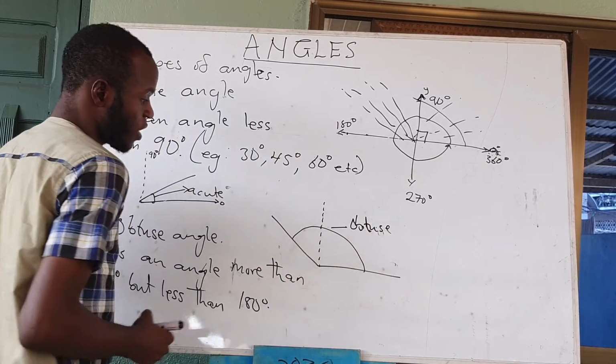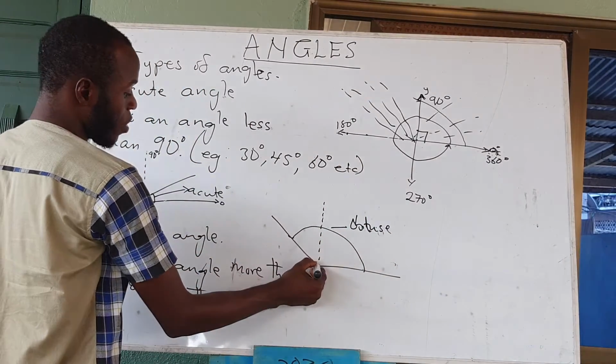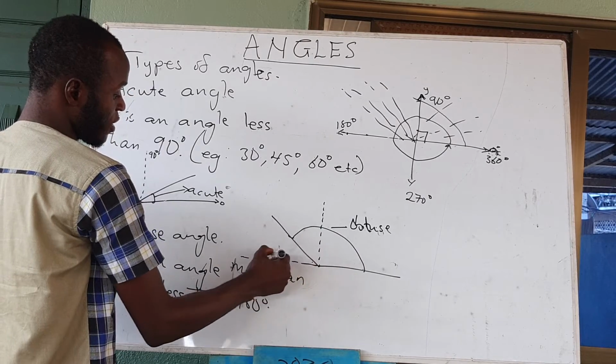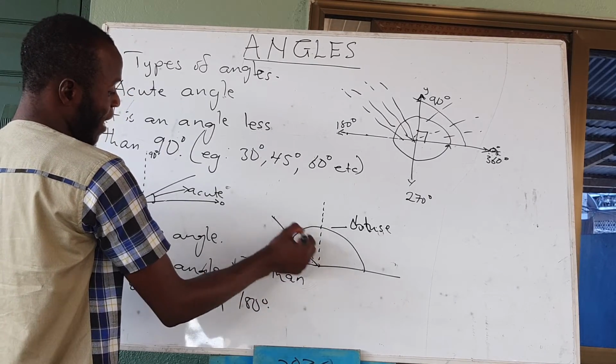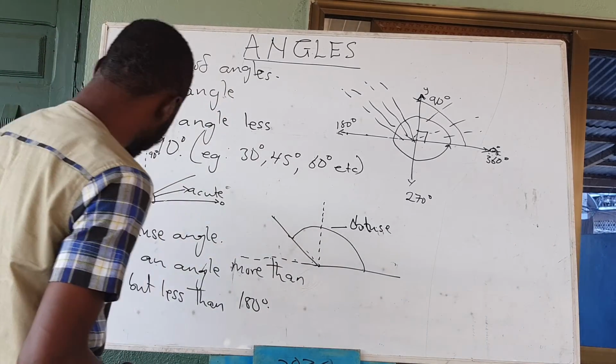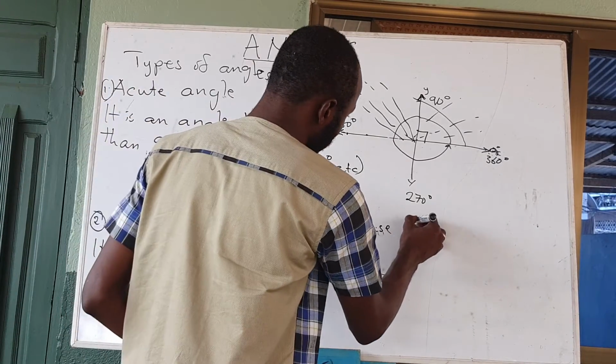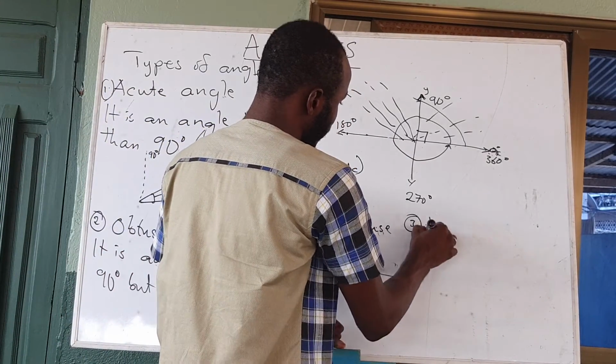You have the obtuse angle here. So it is more than 90 degrees but less than 180. So this is where the 180 degrees line is supposed to be, but that angle doesn't reach the 180 degrees point. So that would be for the obtuse angle. Now quickly, let's look at the third type of angle, which is the reflex angle.